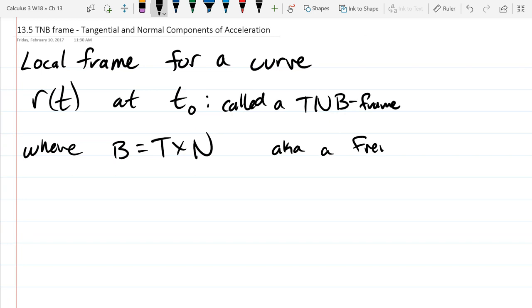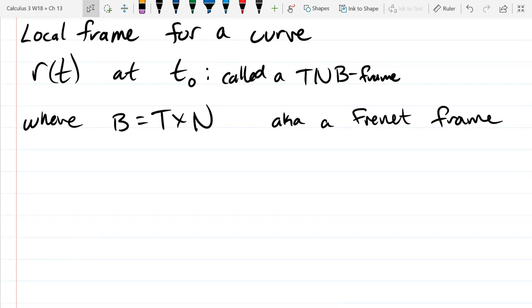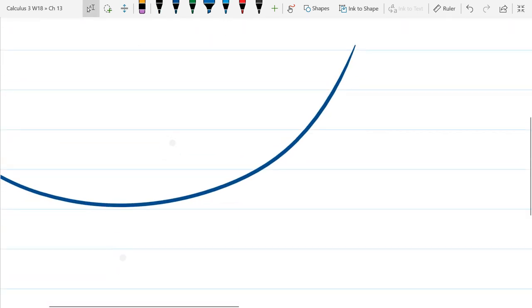Okay. So let's draw the curve and what this looks like. I'll do the curve in blue, and I'll draw the frame in the black marker. So we'll just do some easy curve like this. Now when I draw the velocity, I'm going to say that this distance will be 1 right here. So these are all supposed to be units.